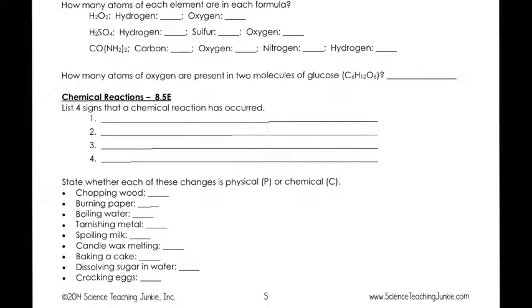The bottom of the page is talking about chemical reactions. That's TEK 8.5e. Make sure you're checking off your TEKs on your TEK page. List 4 signs that a chemical reaction has occurred. Think of the country girls. Add one more. There should be 5. Add one more. Think of the country girls. And then state whether each of these changes is physical or chemical. You're going to write a P or you're going to write a C there.